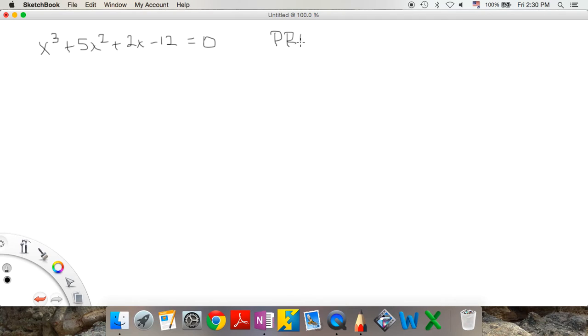So possible rational roots, all our c over d's. Well, our d is just going to be plus and minus 1. So in this case, we're just looking at all the factors of 12, which we just did. So those are all the possible factors of 12. So we're going to start with negative 3 in the interest of time here.